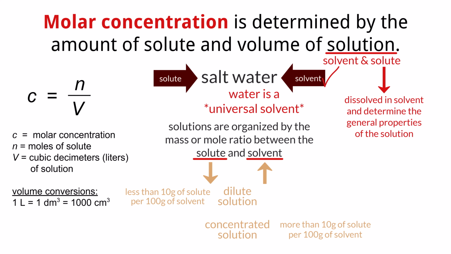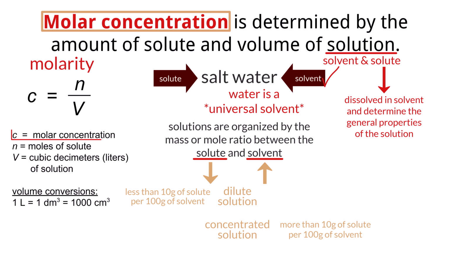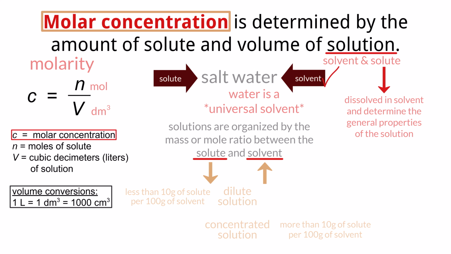Quantitatively, we organize solutions based on their molar concentration, also known as molarity. This is represented by a lowercase c. Molarity is the ratio of amount of solute to volume of solvent, as seen in this equation. Molarity is typically expressed in moles per decimeter cubed, which can also be written as moles per liter, but the IB exam specifically wants you to use the decimeter cubed version. For very dilute solutions, units of millimoles or micromoles may be preferred.